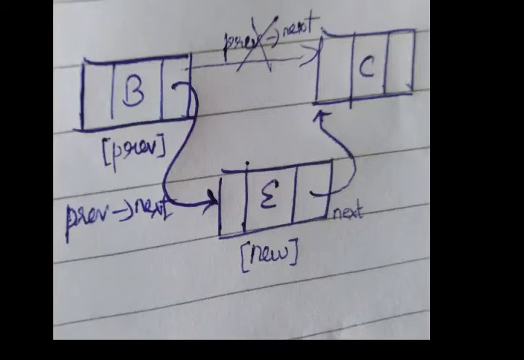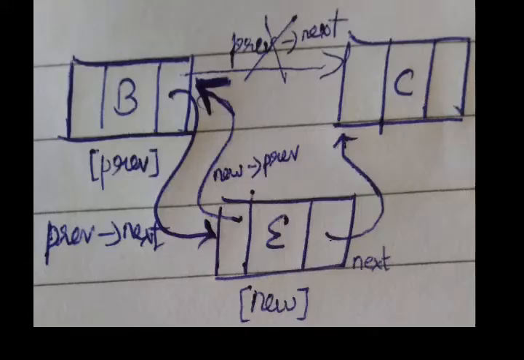Then go to the code and see the next line, that is previous next is equal to new node. Here B is previous, and B's next is C. So you are cutting that link and joining it with the new node E. Now a link is established from B to the new node E.